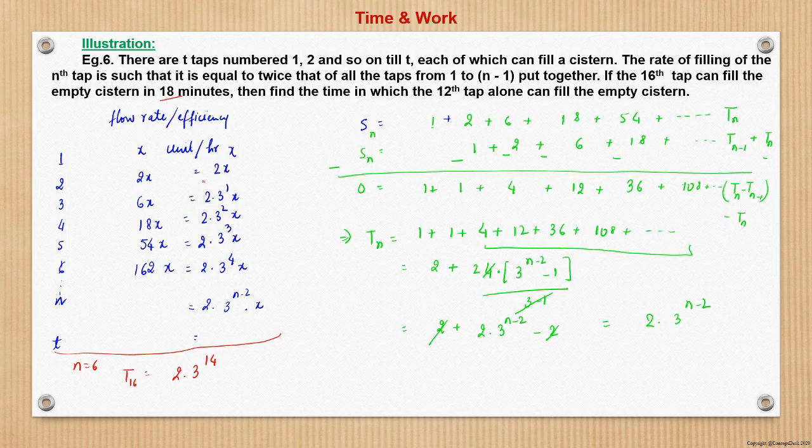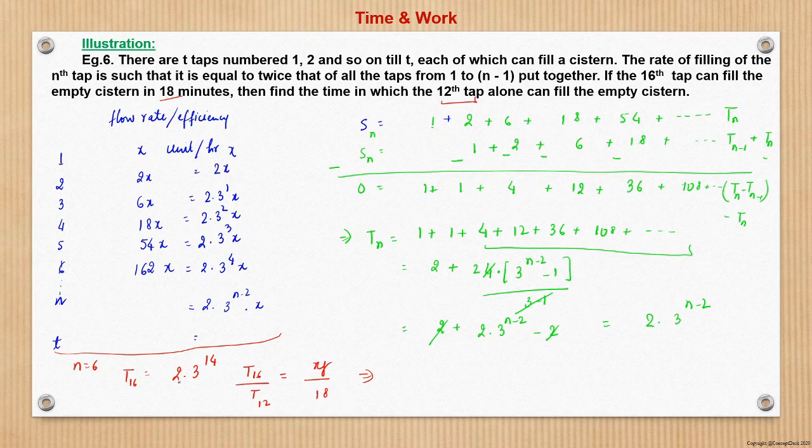And see, what we have found out is a rate. So higher the efficiency, lower will be the time taken. Efficiency is inversely proportional to time. So we can say that for T12, how much time will the 12th tap take. The time would be inversely proportional. So T16 is taking 18 minutes. So let it take some y minutes, right?